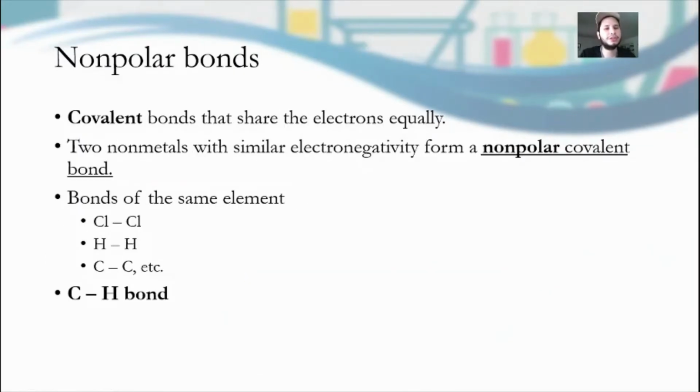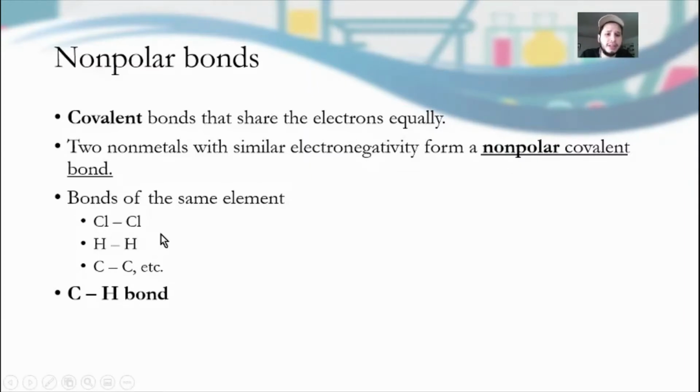Nonpolar bonds are super easy to remember, and they're covalent as well. These are bonds that share electrons equally. Two nonmetals with similar electronegativity values form a nonpolar covalent bond. The types of nonpolar bonds are the ones that I have listed here, and it's simply just memorizing these types of bonds.